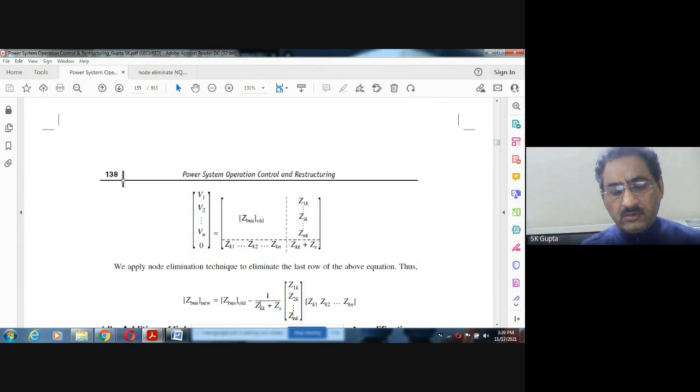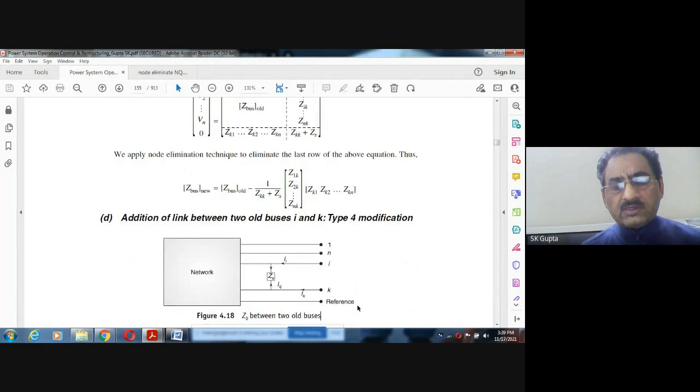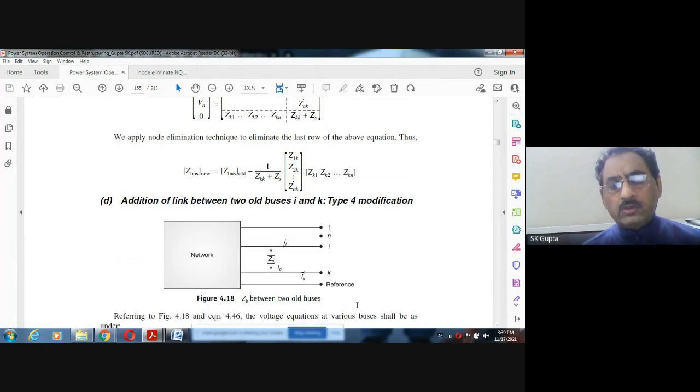Is this point clear? Yes, sir. So if you want to ask, otherwise you go through the book. It is very simple. And we will describe the node reduction technique, and we will describe the numerical question also. But theory, first of all, let us understand the theory.